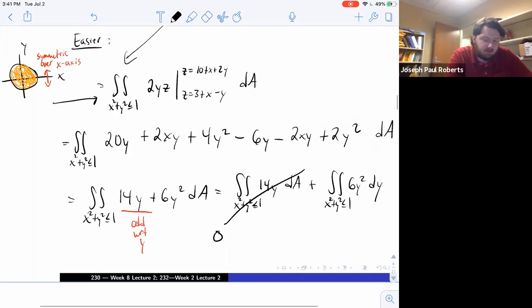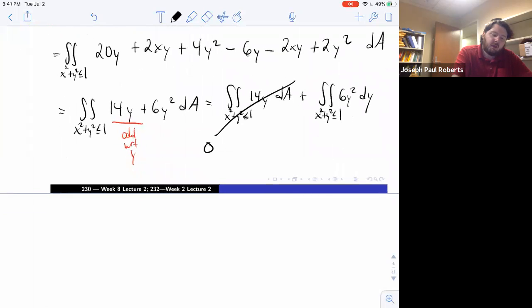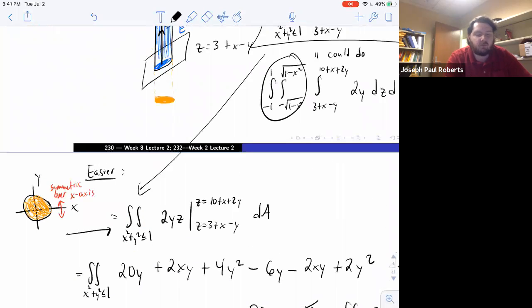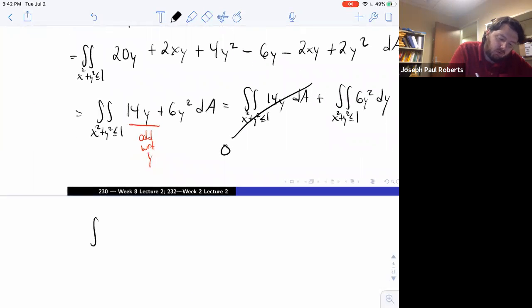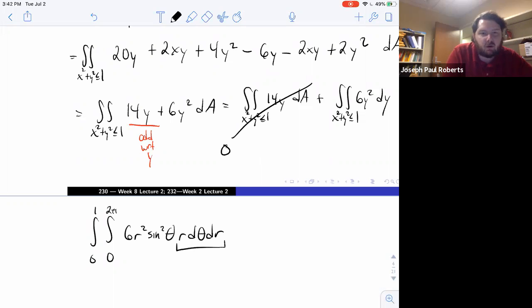And so anyway, that cuts down on a little bit of work. At this stage, the reason why I didn't want to write out all this stuff is that I kind of knew as soon as I saw that disk shadow that I was eventually going to use polar coordinates. So how is that going to work? Well, r goes from 0 to 1, theta goes from 0 to 2 pi, 6r squared sine squared theta, r d theta dr. Don't forget your extra r that comes in from your dA.